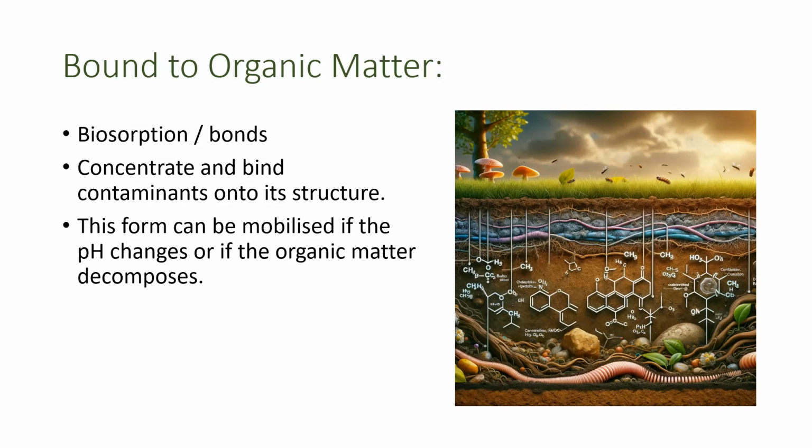So that can involve different types of bonding, but the contaminants are then associated with the structure, they're bound onto the surface. So it's surface bonding or adsorption onto the organic matter. Now, that means that they can be freed from the organic matter if there's a change in the soil chemistry. For example, a pH change could cause the contaminants to be mobilized from the organic matter, or if the organic matter was to decompose, then the contaminants could be released back as free ions into the soil water.